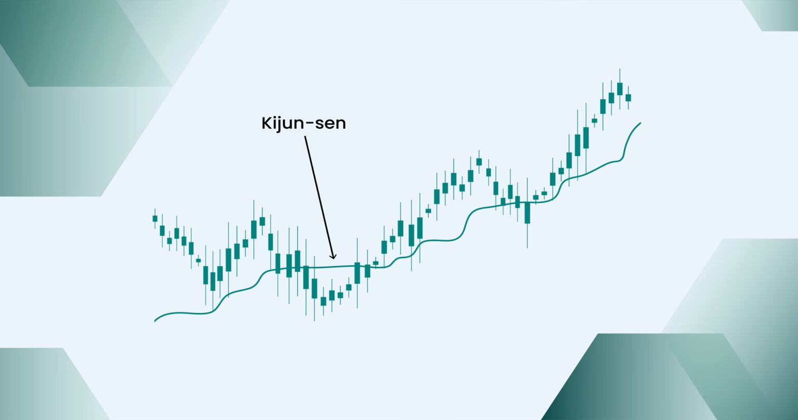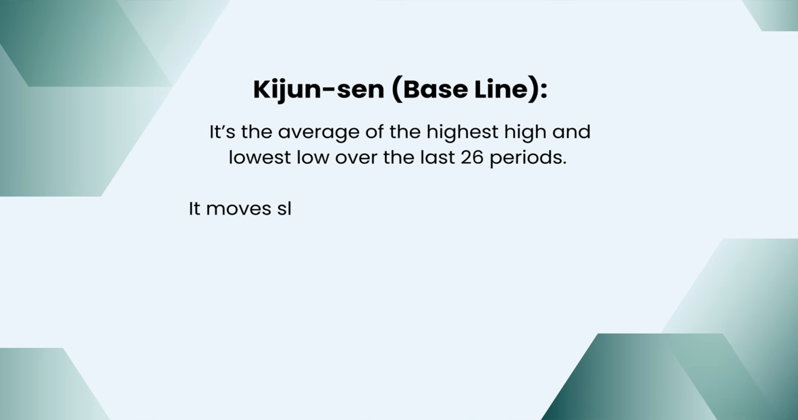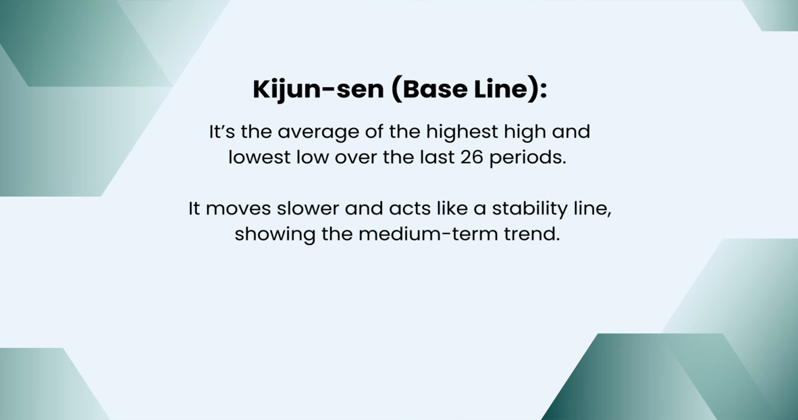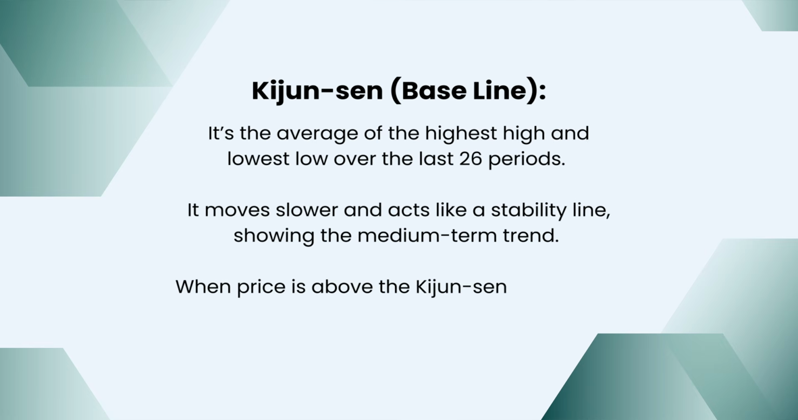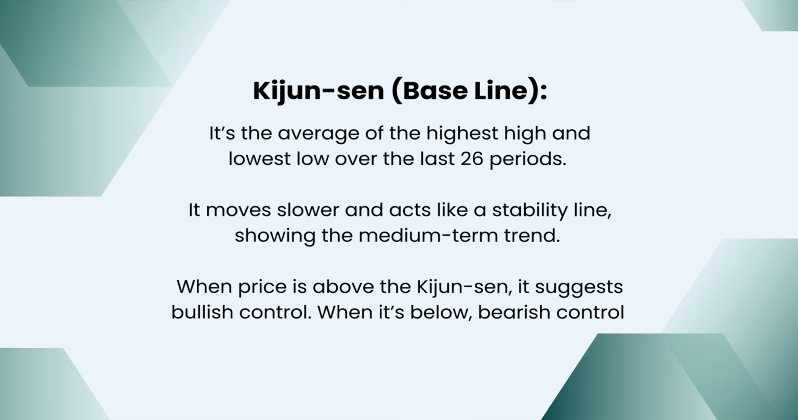Then we have the Kijun-sen, or the baseline. It's the average of the highest high and lowest low over the last 26 periods. It moves slower and acts like a stability line, showing the medium-term trend. When price is above the Kijun-sen, it suggests bullish control. When it's below, bearish control.